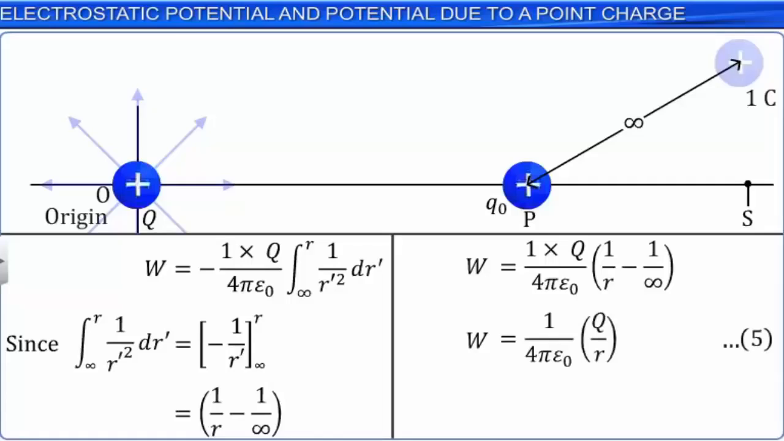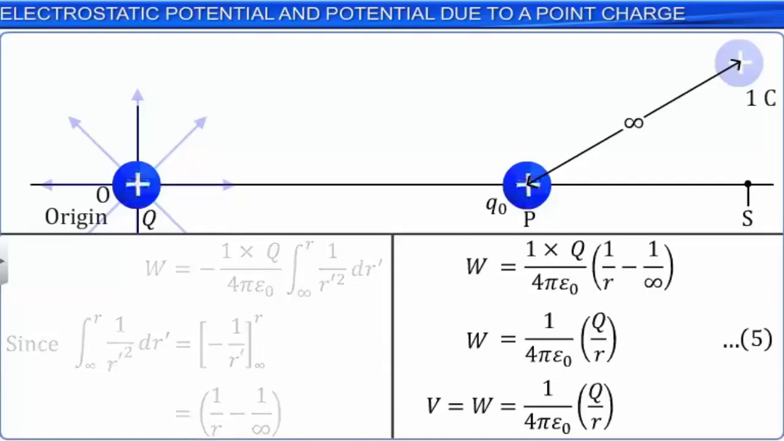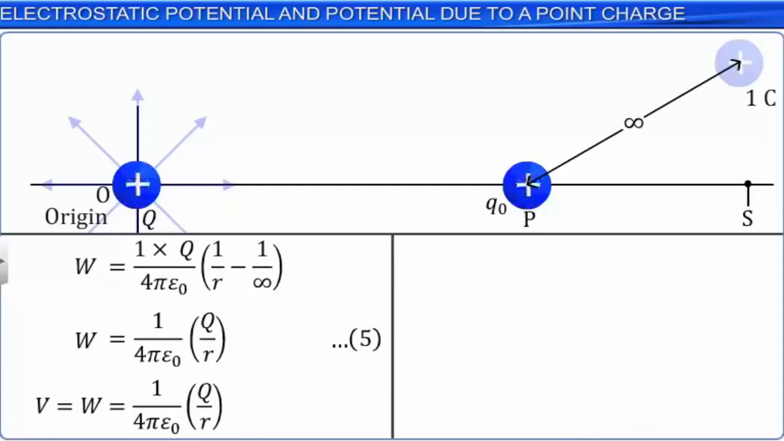This is the expression for the work done to bring a unit positive charge from infinity to r, which is equal to the electric potential V at point P. Therefore, the electric potential V at point P is equal to 1 by 4 pi epsilon naught Q by r, which is the expression for electric potential at P in the electric field of the point charge Q. Let this be equation 6.